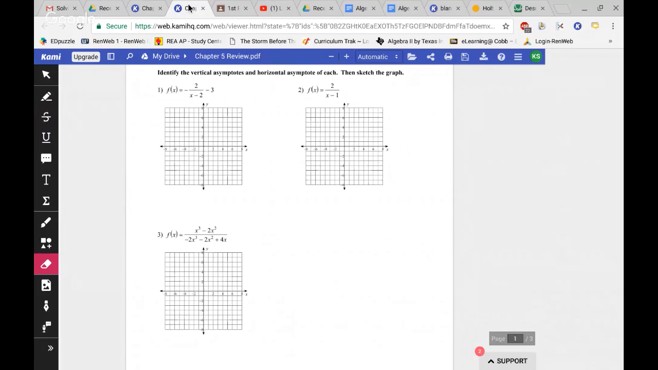That's really crucial on tests and things like that. So on number 3, if you're putting this into your calculator, you're going to want to do open parentheses, x cubed minus 2x squared, close parentheses, divided by open parentheses, negative 2x cubed minus 2x squared plus 4x, close parentheses, close parentheses. Does that make sense? Clear as mud? I think that's good.